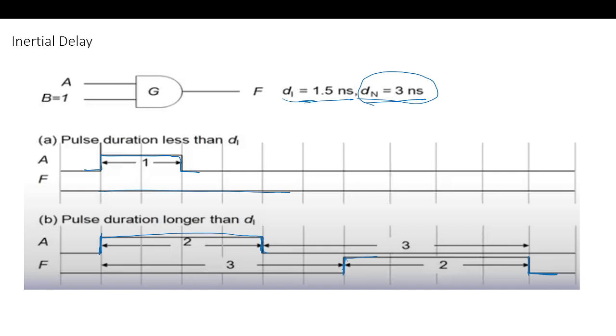Inertial delay means we need some minimum duration for the input. The transition should stay at logic high for a minimum duration for the output to also switch. For this transition to appear at the output, we need a minimum duration, which in this example is 1.5 nanoseconds.